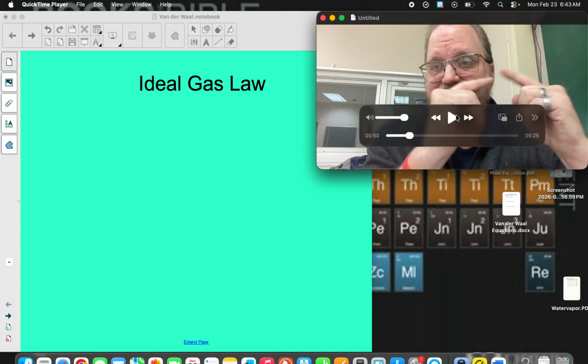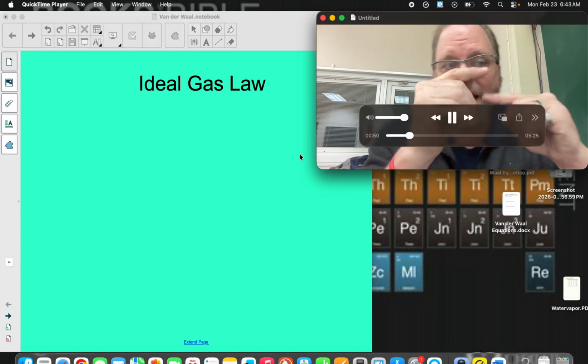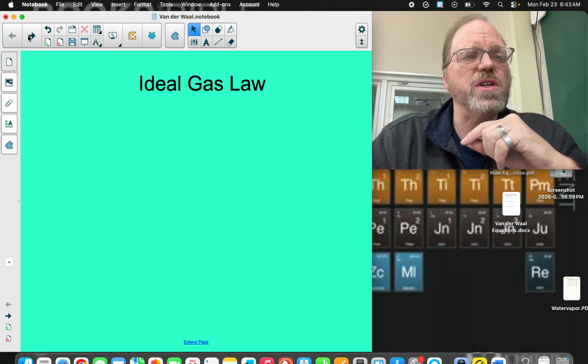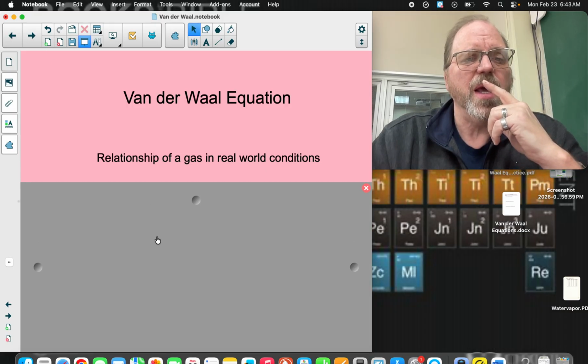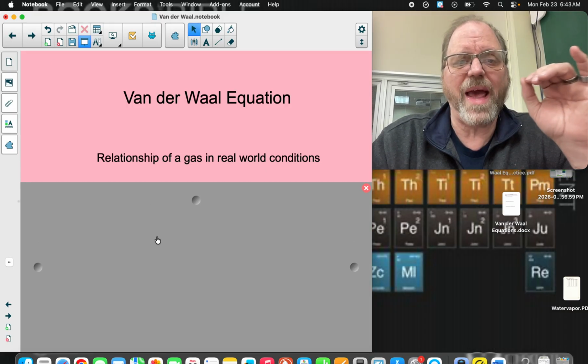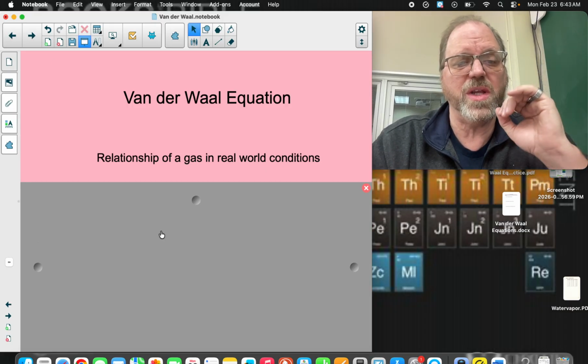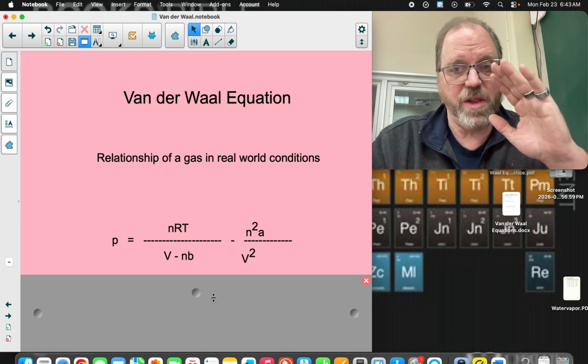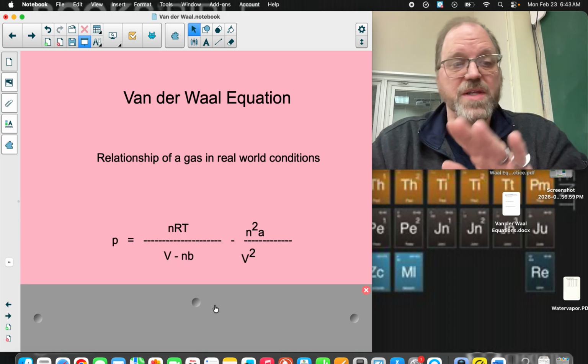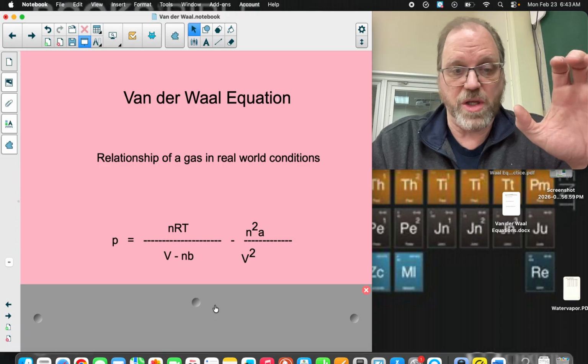What I'm trying to say here is the kinetic theory, those assumptions we make, the van der Waal negates those and makes it in a proper sense. So the definition of the van der Waal equation is a relationship of a gas in real world conditions. And then all this is just taking this equation and plugging it in.